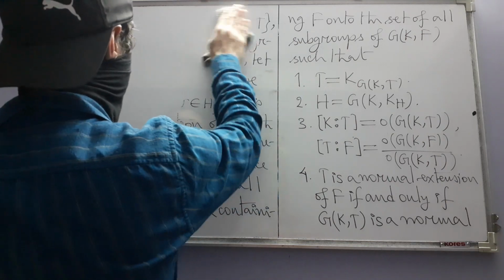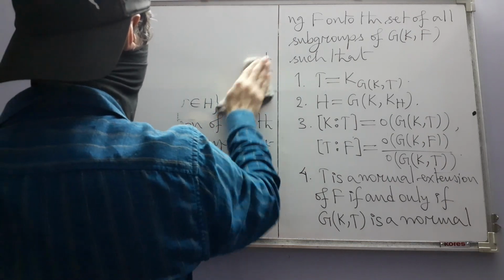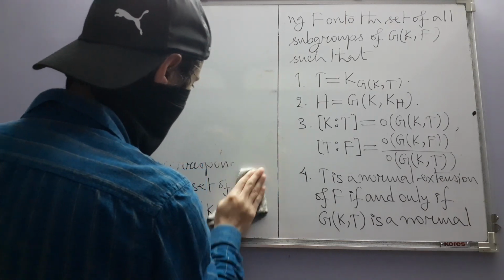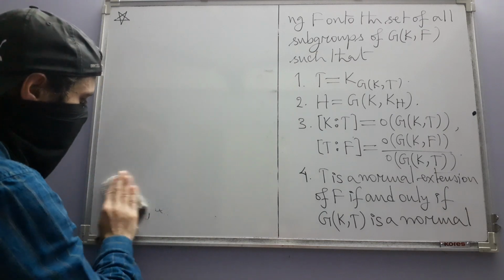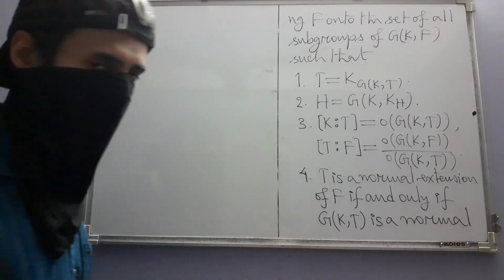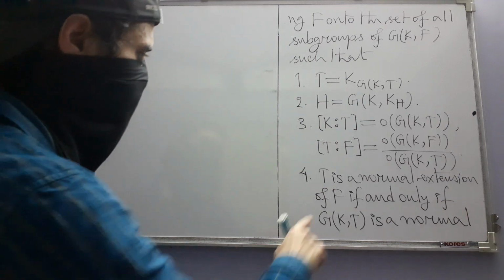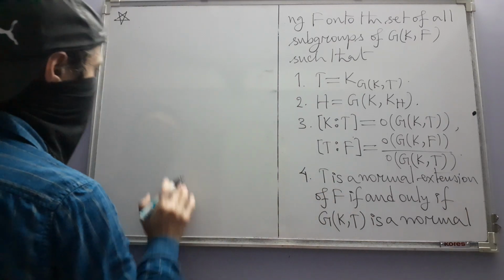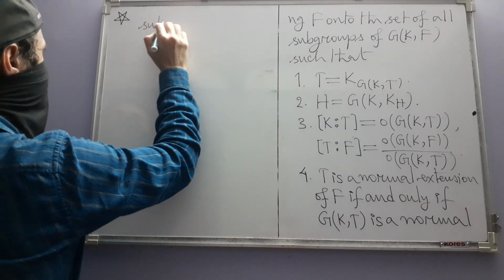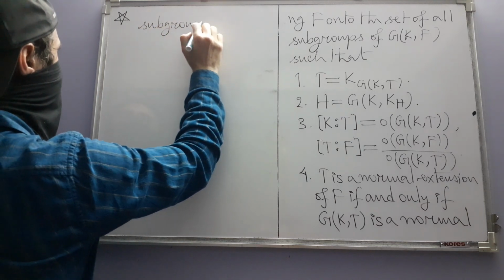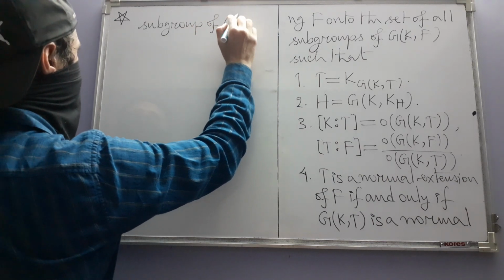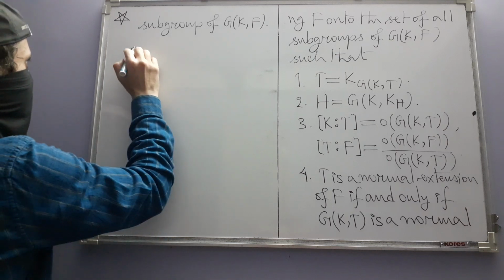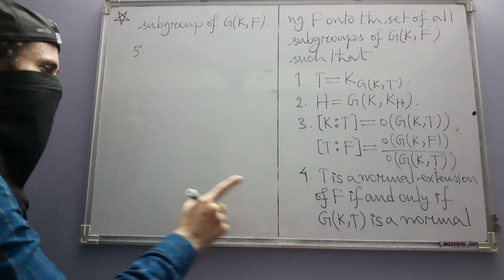Normal extension corresponds to normality of subgroup. Is that why it's called normal extension? I don't really know the reason for calling such extensions normal. This is a normal subgroup of the Galois group. And the fifth one says something when T is normal.